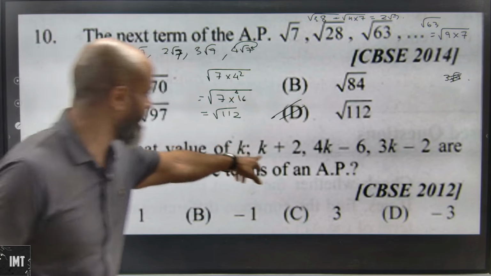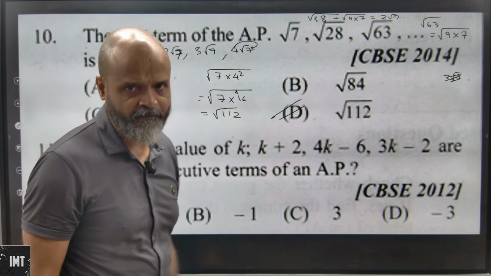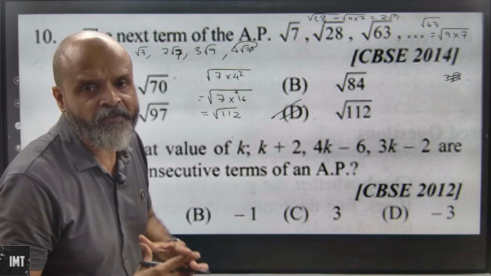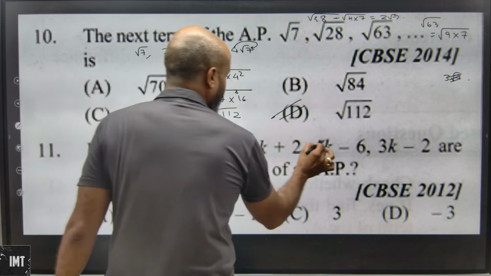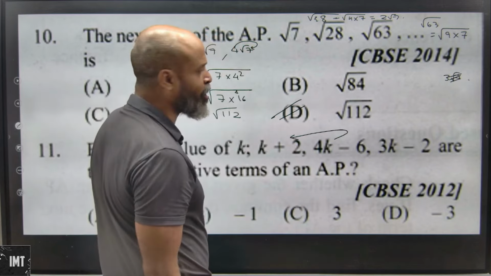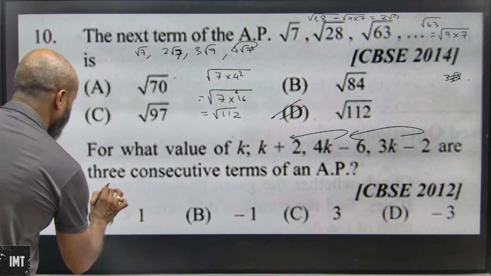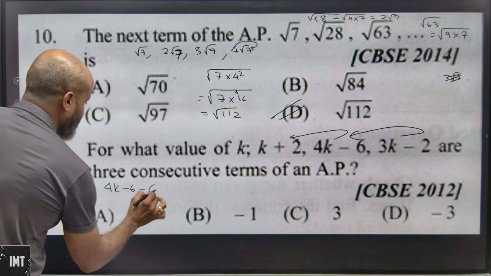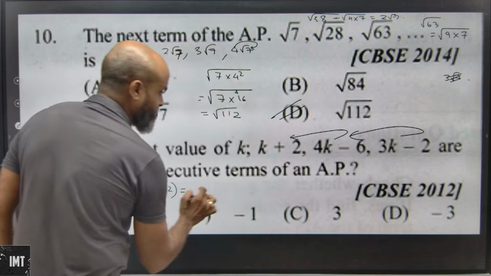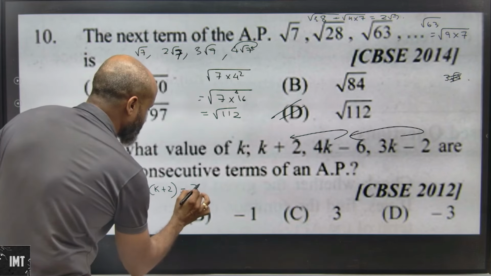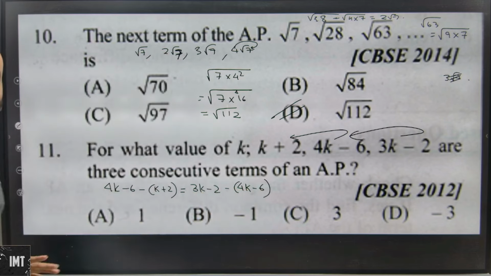Okay. For what value of k are k plus 2, 4k minus 6 and 3k minus 2 three consecutive terms of an AP? Now when we say consecutive terms, obviously there has to be a common difference, as for any AP. So this minus this will be the common difference, and this minus this will be the common difference. We can say the common difference is 4k minus 6 minus (k plus 2), and this will be equal to the common difference obtained by subtracting the next two consecutive terms, that is 3k minus 2 minus (4k minus 6). Both are basically common differences.